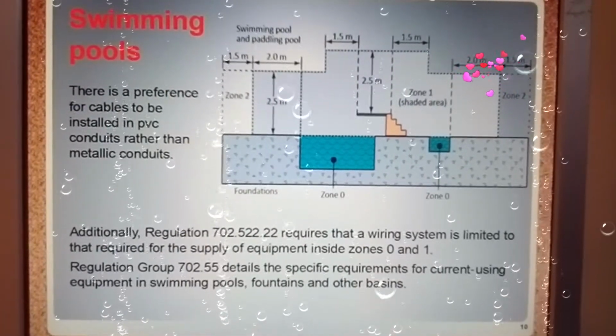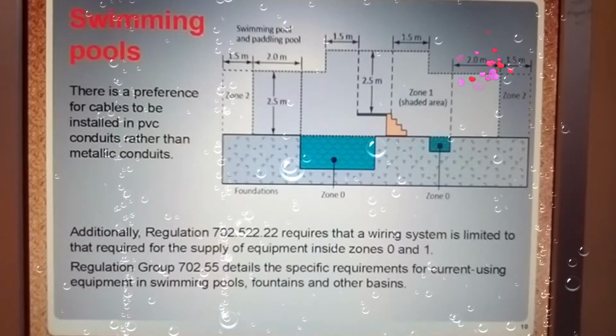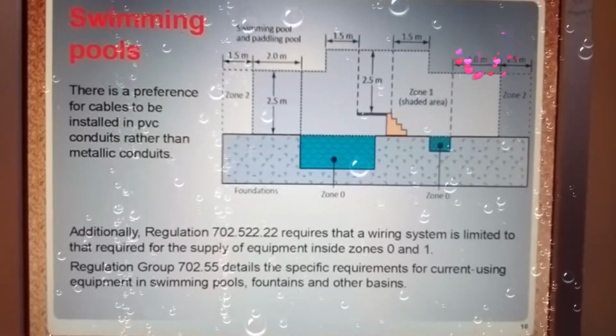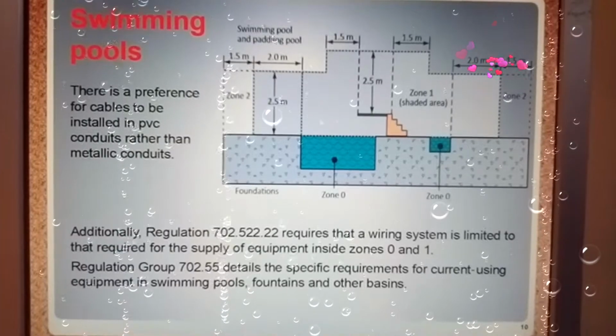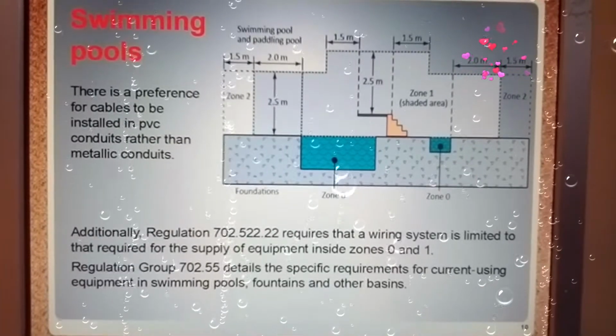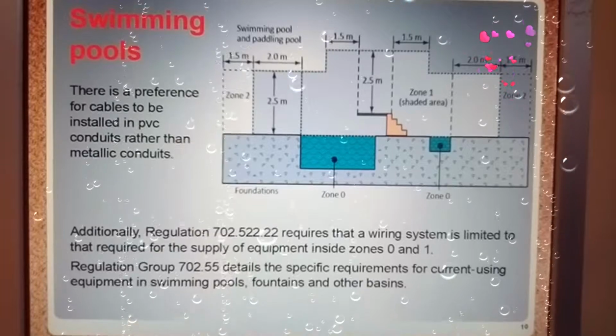And here there's a preference for cables to be installed in PVC conduits rather than metallic conduits, in regards to installation for swimming pools.